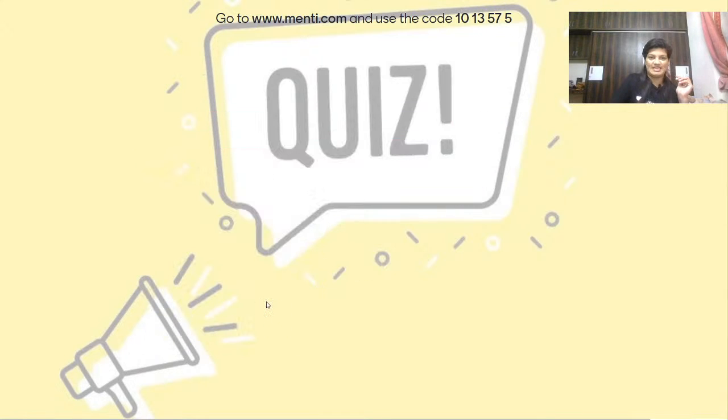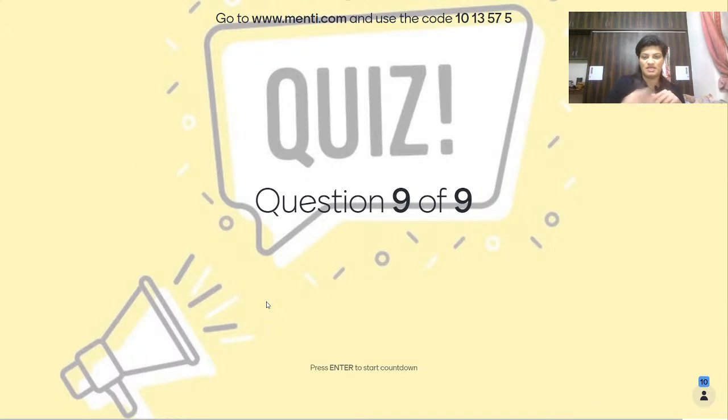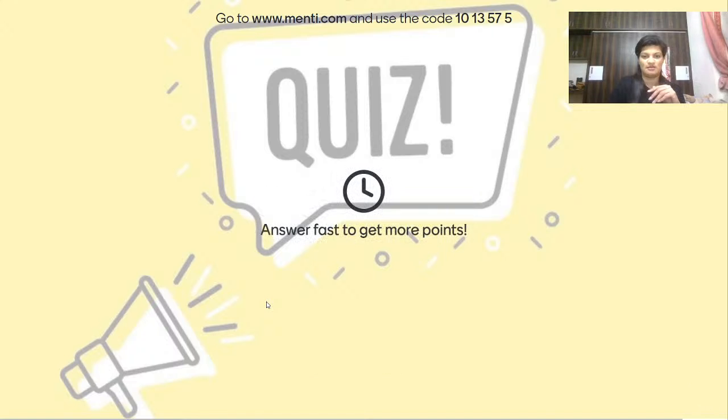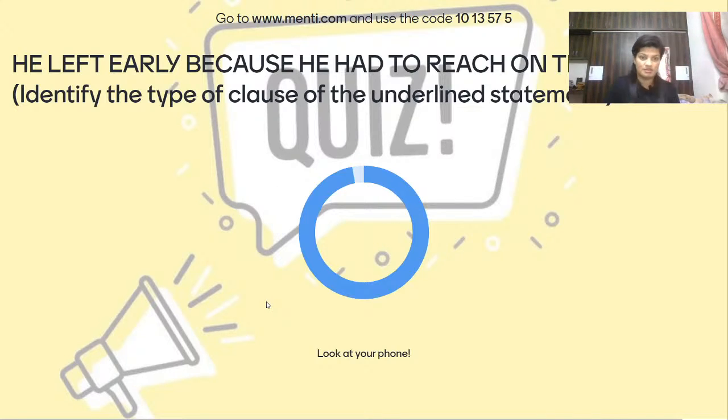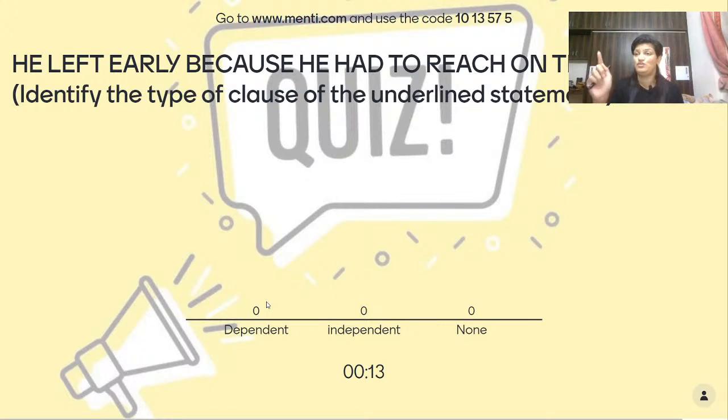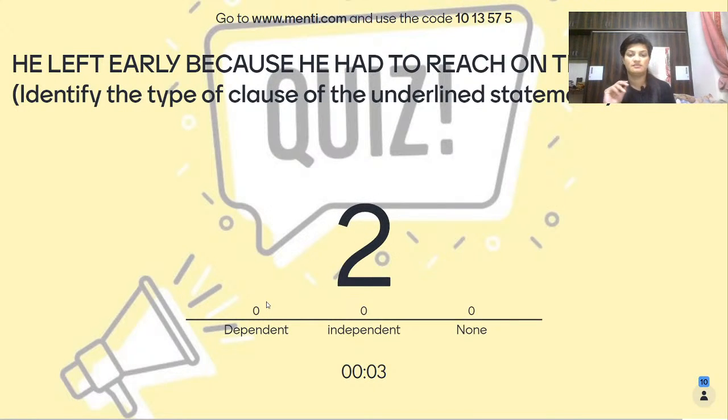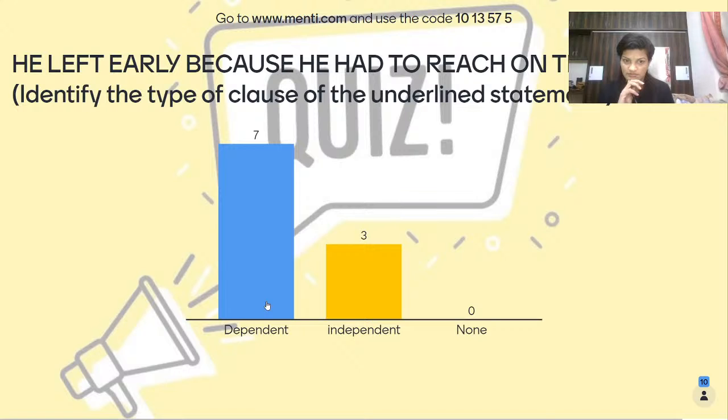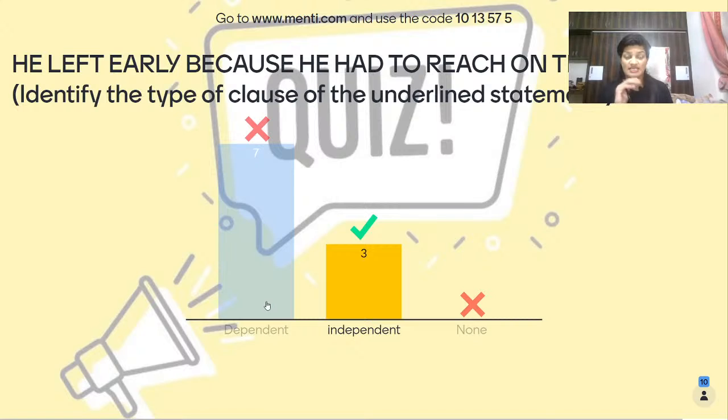Okay, cool. Next one, question number 9. Last question, I believe. "He left early because he had to reach on time." Identify the type of clause. He left early. You're going to answer me, he left early. Tell me what type of clause that is. Independent or dependent? Ignore the third option. It's independent. "He left early" is independent. "Because he had to reach on time" is dependent.